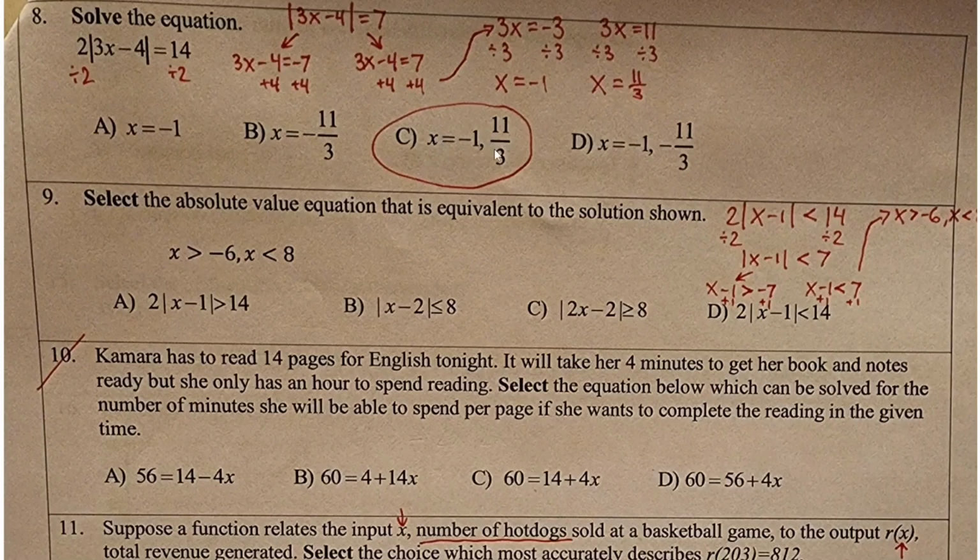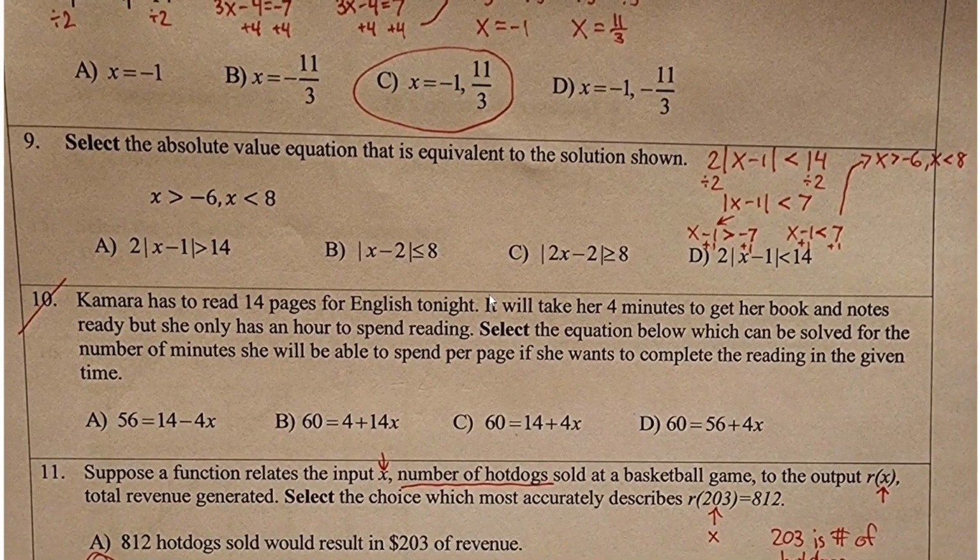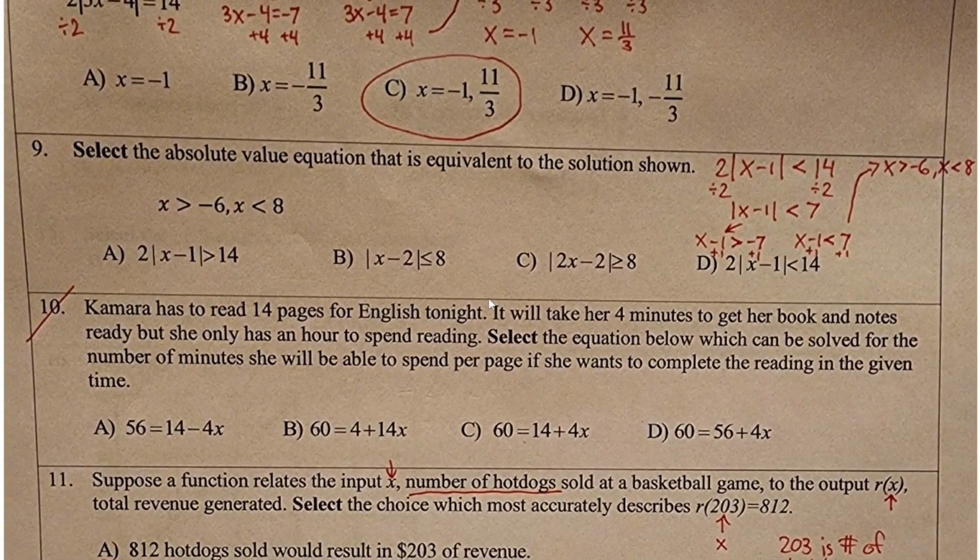Number 9, once again we are asked to solve this absolute value thing, this time in inequality. I kind of cheated because I knew the answer was D, so I started with answer D. You might start with A, B, C, and then get all the way to D. You have to do all of them before you get the right answer. Kind of annoying, but that's okay.